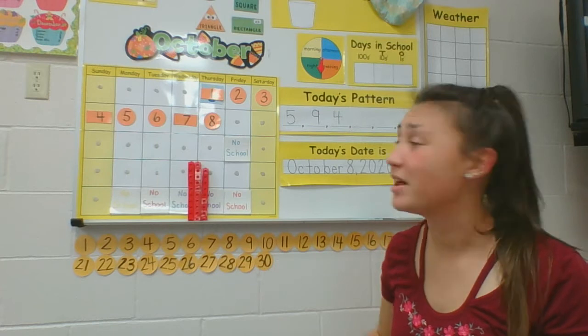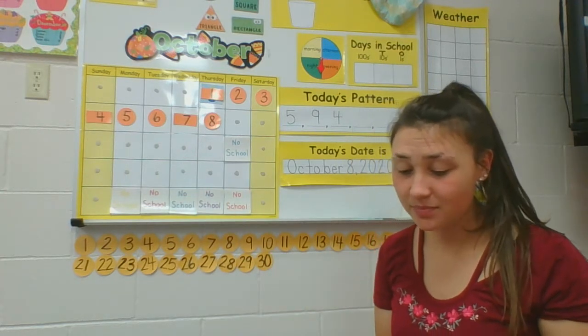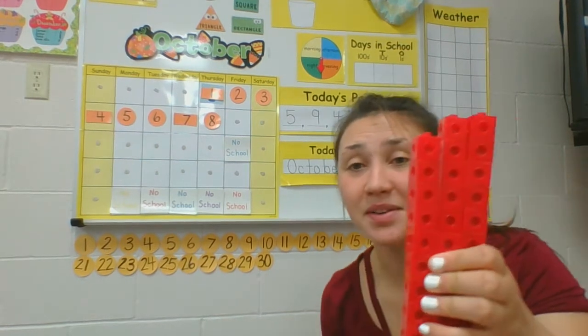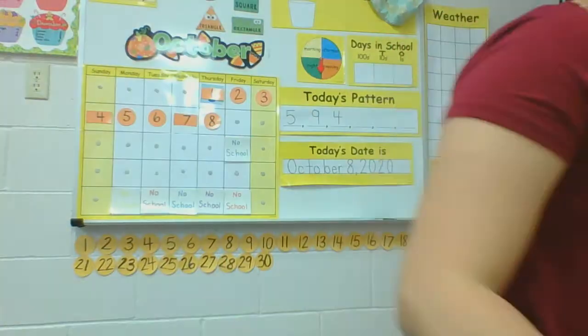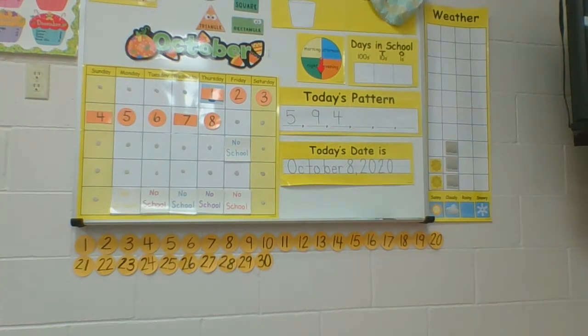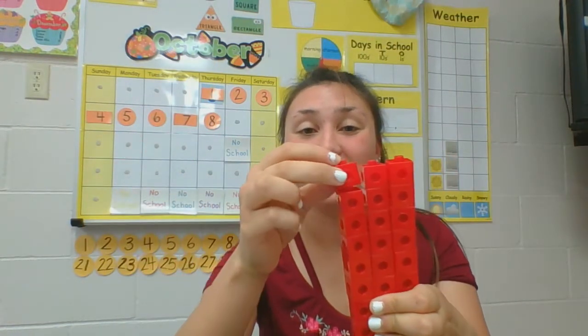Let's talk about our tens and ones with the number 30. Yesterday we had 29, so we had 2 full tens and 9 ones. Our one for today is, oh, I dropped it. Hold on. All right. Our one for today, we're going to put on this one here to make 30.